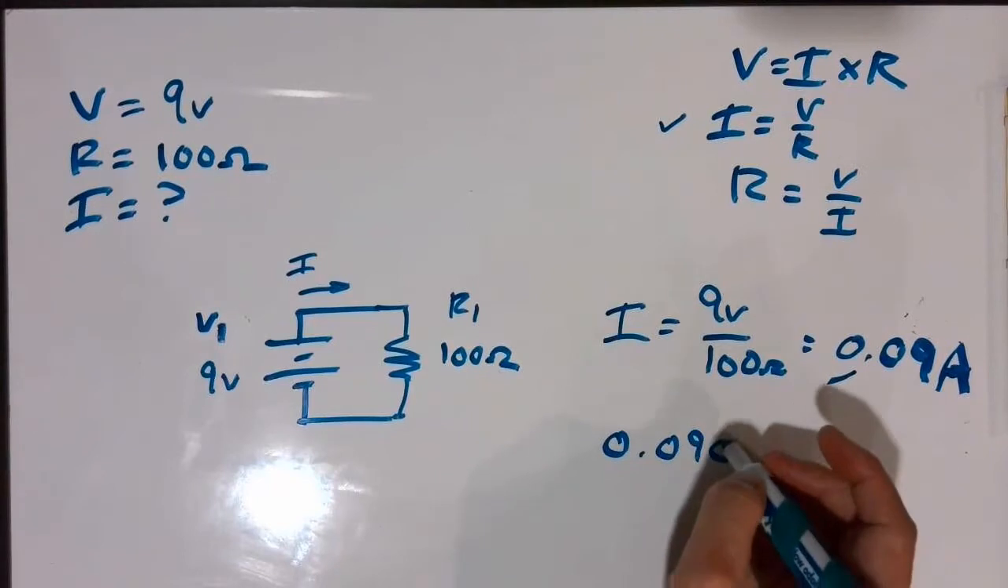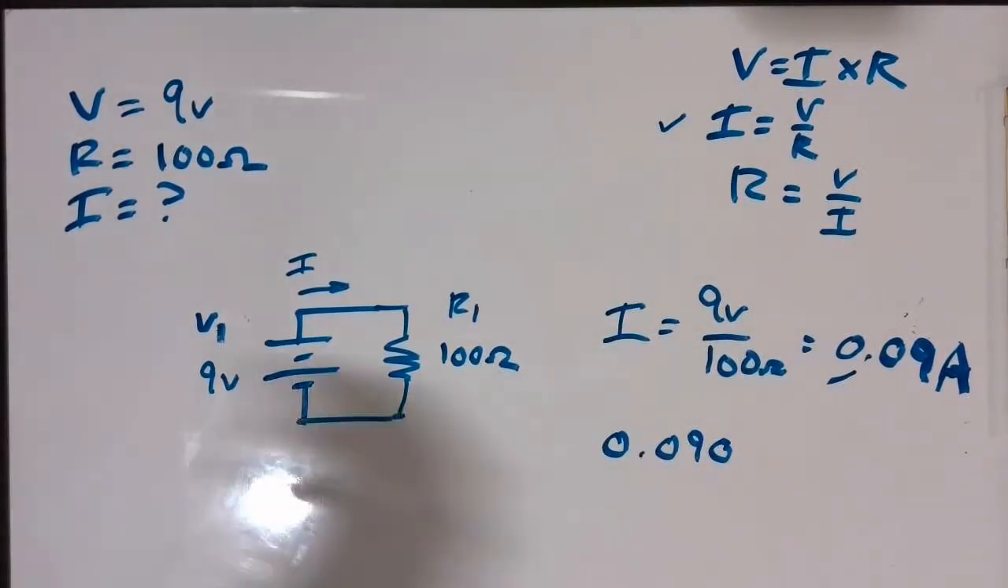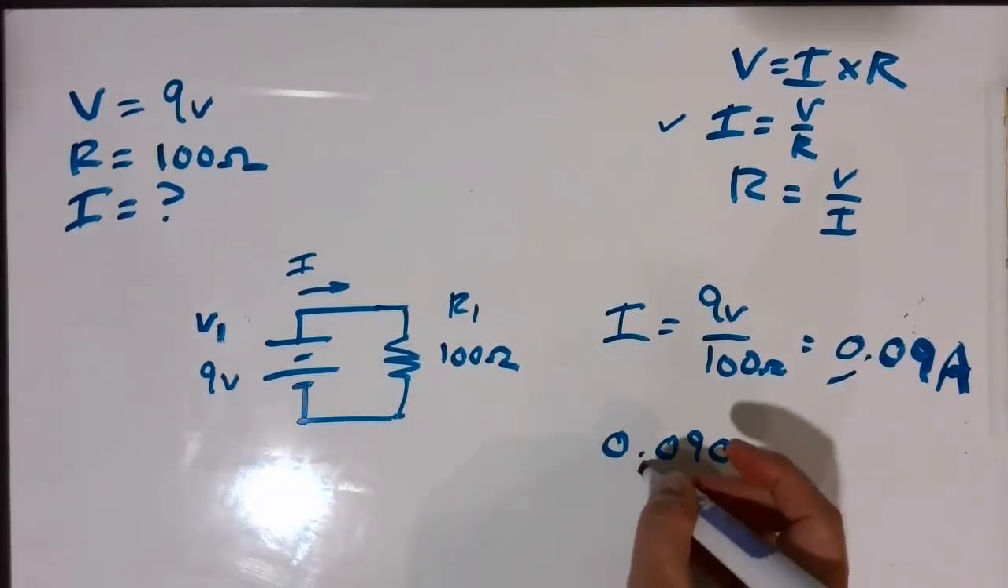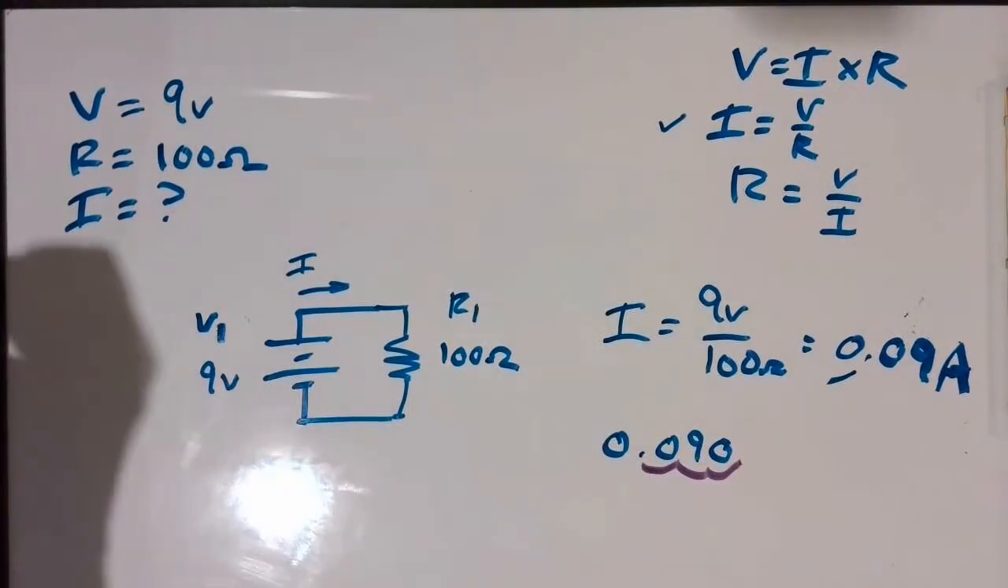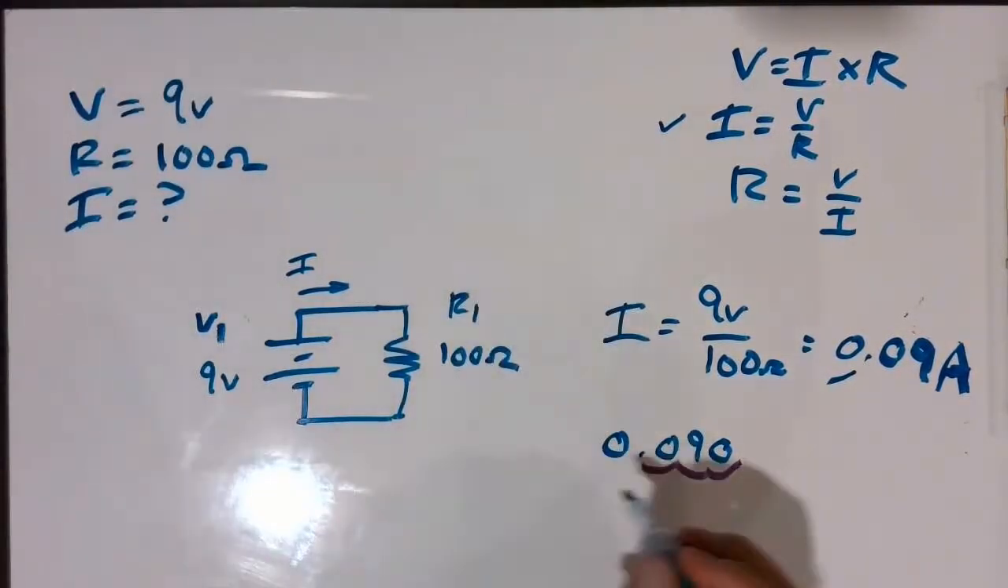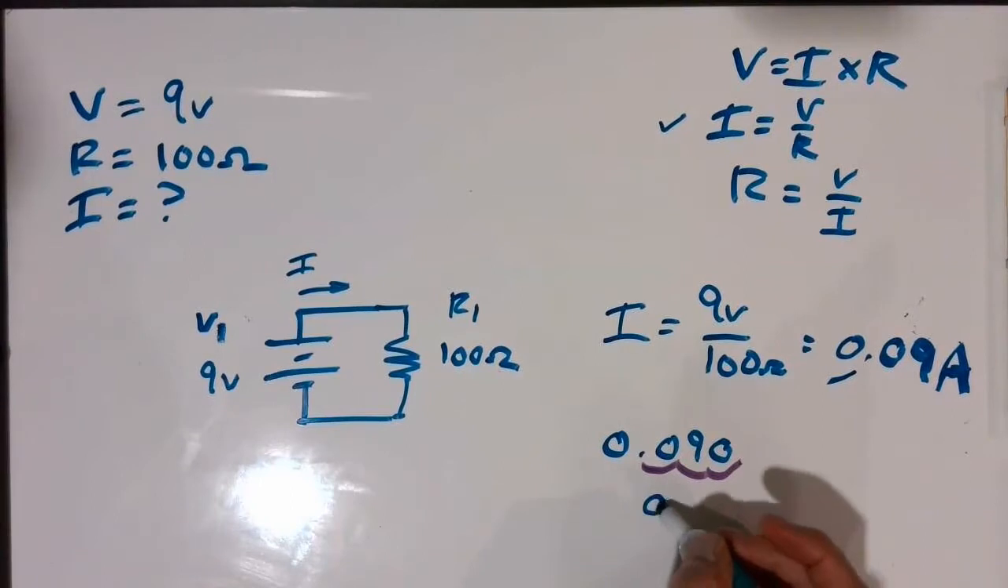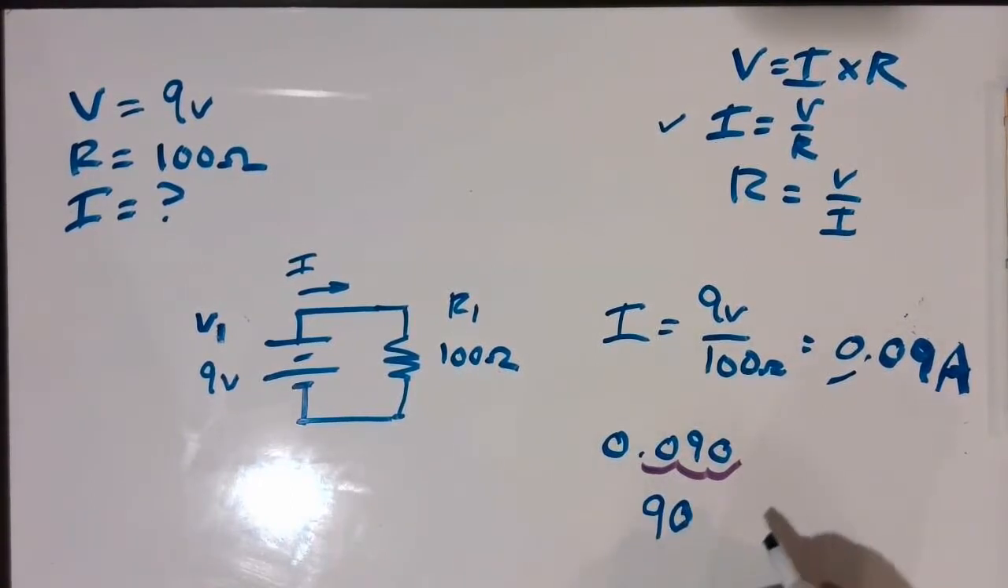0.090. I'm going to move the decimal point, in this situation, 3 places. 1, 2, 3. So our final answer is going to be 90, but because we've moved it 3 places to the right, we're moving to smaller units, so we write that as 90 milliamps. And that's our final answer.